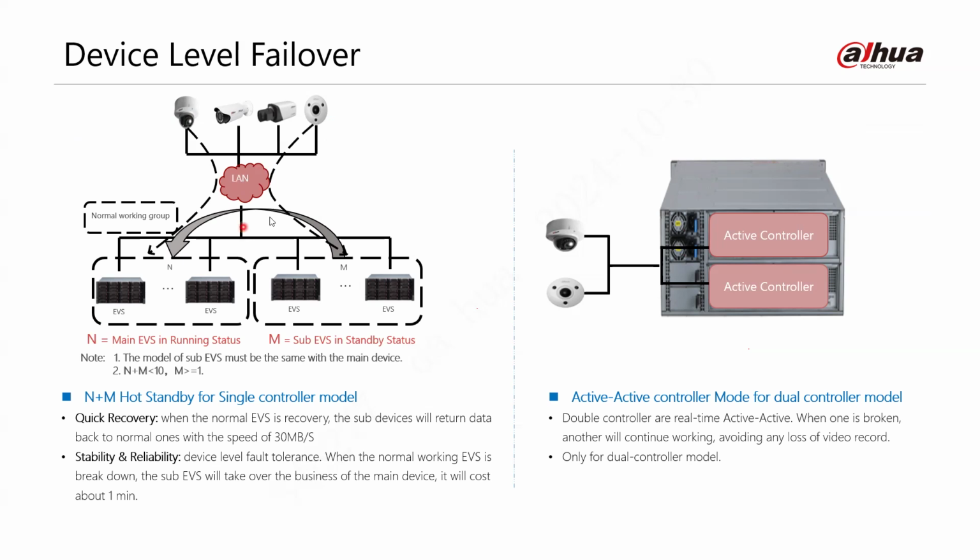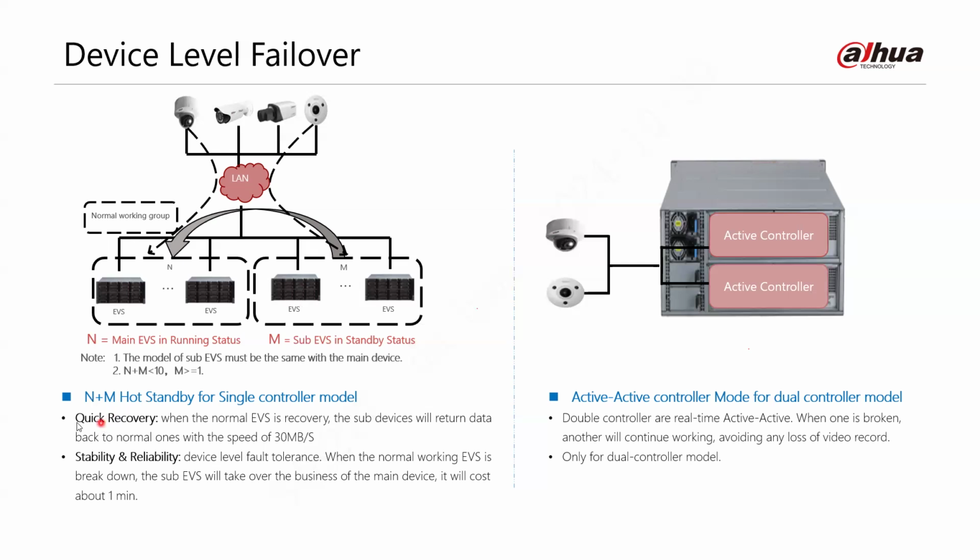And then again, to ensure better protection and security of the data, we have the N plus M devices. The N ones are basically the main devices or the main EVS, which are in running status, and the M, that is the sub EVS, are always in standby status. So in case, for example, this device fails, the M device takes over, so that we have improved reliability and performance of our devices, just to ensure that we have better data collection through the cameras themselves. As you can see from this point, the N plus one host standby for single controller.